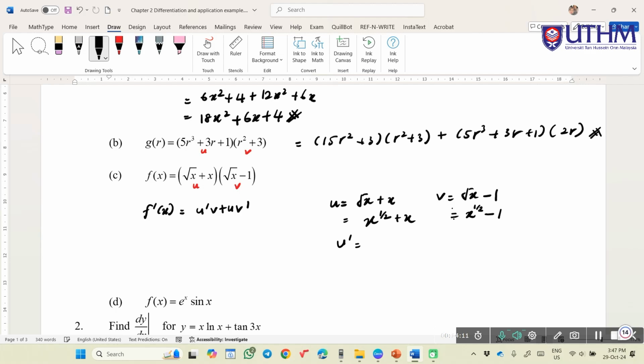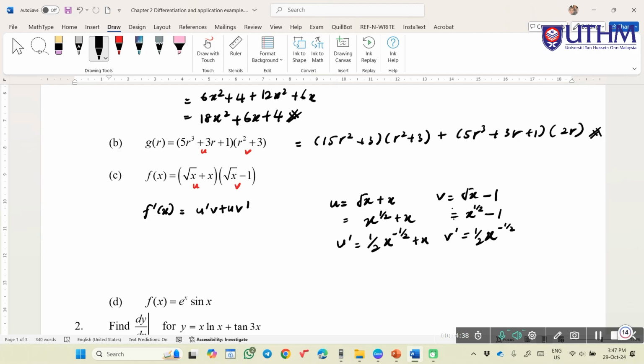So for u prime, we need to differentiate x to the power of 1 over 2. Use the power rule: 1 over 2 x to the power of 1 over 2 minus 1, which is negative 1 over 2, plus 1. The same technique applies to v prime. So v prime is 1 over 2 x to the power of negative 1 over 2. Since 1 is a constant, the differentiation of a constant is 0.